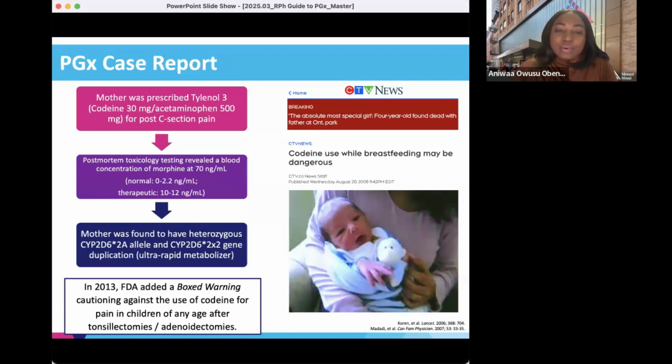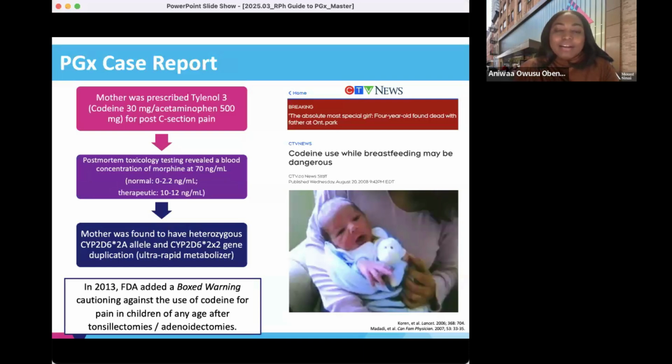This particular case report and other case reports like that came together in about a 3 year period, 2013 to 2016. 2013 was the latest time when the FDA did something about this. But prior to that, about 5 years prior, there was a series of case reports, not just in babies, but also in children post tonsillectomy and post adenoidectomy as well. So in 2013, the FDA issued a black box warning against the use of codeine for children of any age who had undergone tonsillectomies and adenoidectomies.